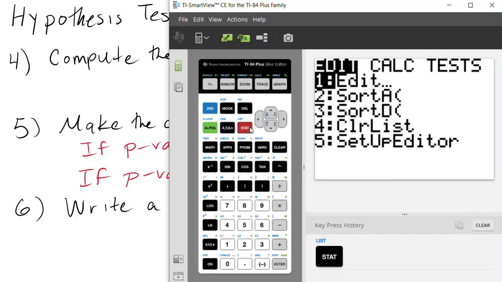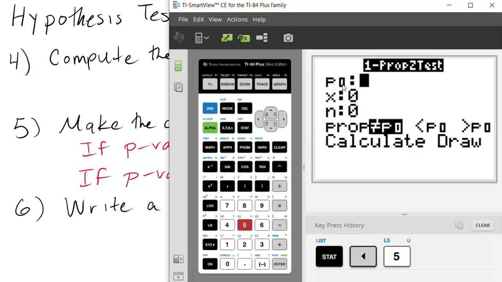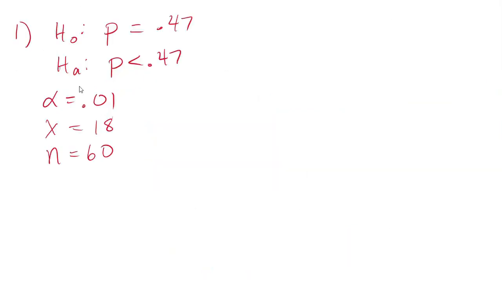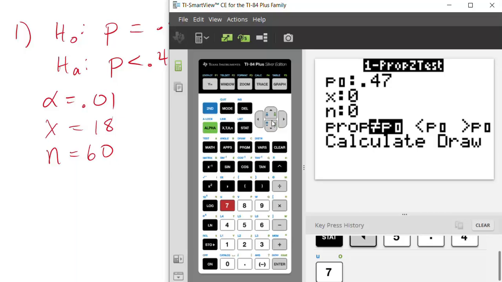You press Stat and you scroll to Tests, and 1PropZTest is choice 5. I'm going to press choice 5. The first input you'll see is p sub 0, and that's why I used that ridiculous notation when we were talking about the steps. That's the same notation that your calculator uses. So the first input to the calculator is the number in your hypotheses. In our example, that number is 0.47. So p sub 0 is 0.47. X is the number of observed successes. We said there were 18. N is the sample size, which is 60.